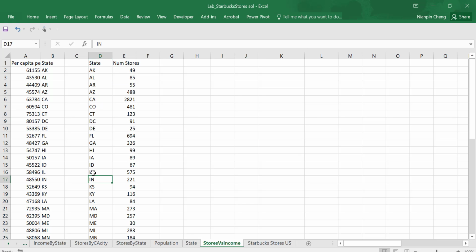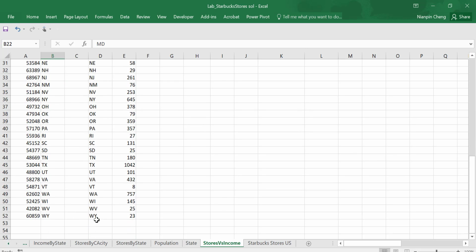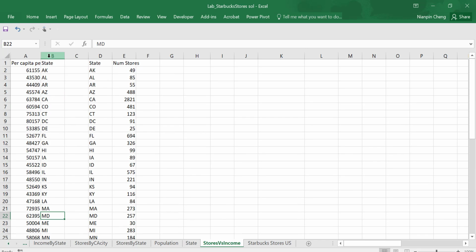So this process is all data pre-processing. You pre-process your data, make sure that everything is correct. Okay, all the states. That's good. So both are sorted lists. So next we can put the number of stores and this is the personal income.